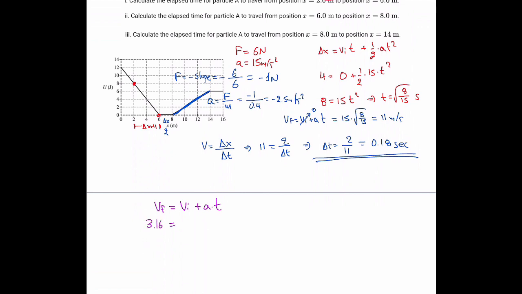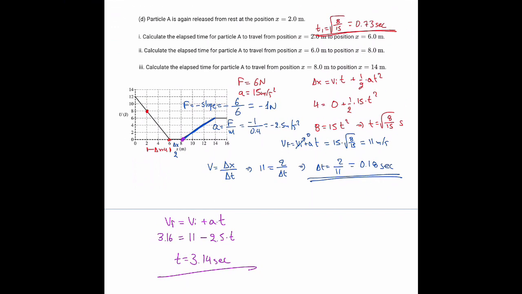3.16 meters per second. The initial velocity is the velocity at the end of the 8 meters, which was constant, and it was 11 meters per second. The acceleration we found is negative 2.5 and the time is unknown, so 3.16 minus 11 and then divide by negative 2.5, the time will be a little bit more than 3 seconds, so the time is 3.14 seconds for the last part of the motion.